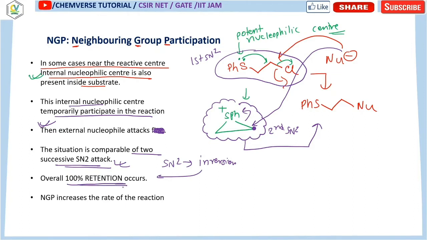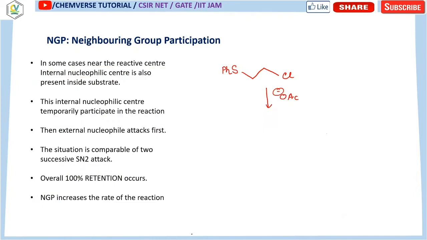One more important point is that NGP increases the rate of the reaction. Suppose I am taking substrate number 1 where no NGP is present, only the nucleophilic substitution reaction is occurring, it could be SN1 or SN2, and in substrate number 2 there is NGP, and over here another nucleophilic substitution reaction is occurring. So we will see that in the case of substrate 2, the rate of the reaction will be higher.